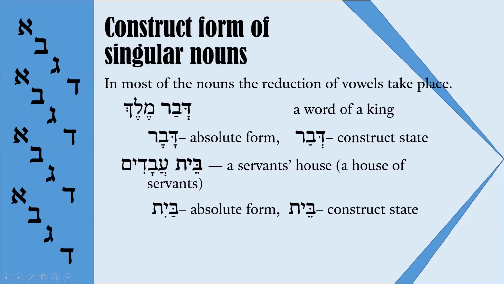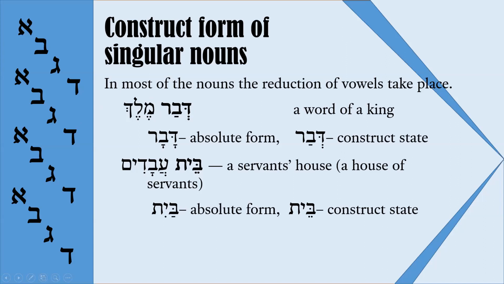And why did it happen? It happened for one reason. As I told you, this construction devar melech is like one word. And what happens in this case? The first word, which is in the construct state, loses its emphasis, or it loses accent. So the accent in this case is shifted to the second word, melech.